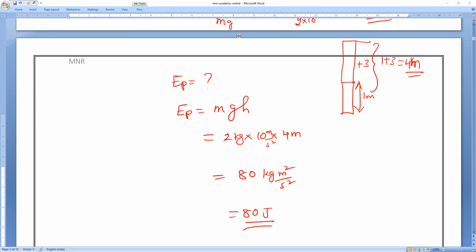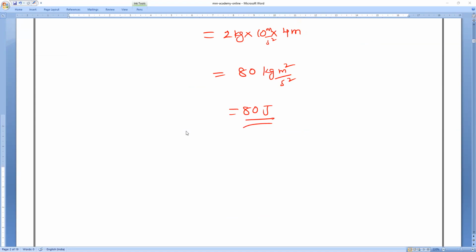A body has 150 joules of energy at some height, whose mass is 2000 grams. Do you understand here? Indirectly they are asking. Are you clear, everybody? Whose mass is how much? 2000 grams.